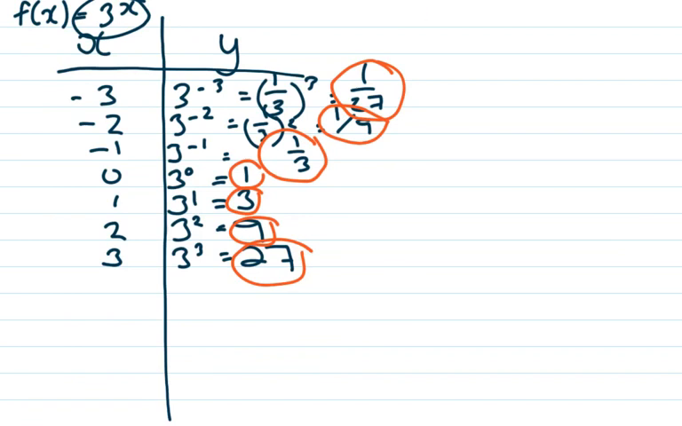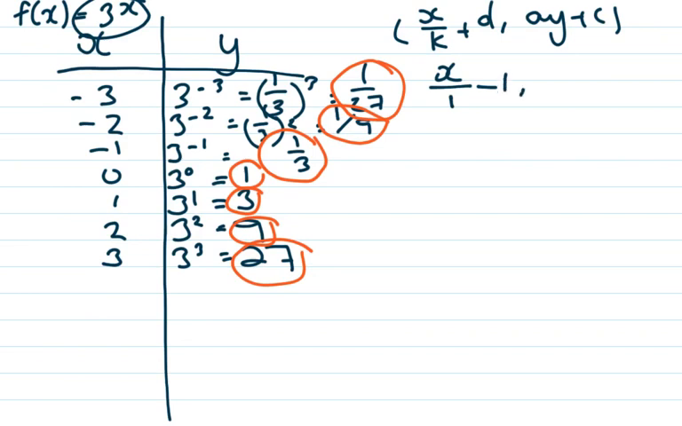x over k plus d, ay plus c. So x over k is 1, d is negative 1, a is negative 1/2, and c is 2. So that's my general mapping.